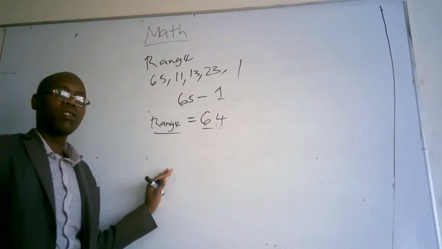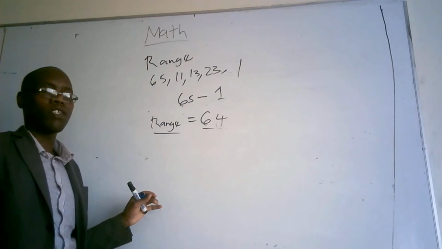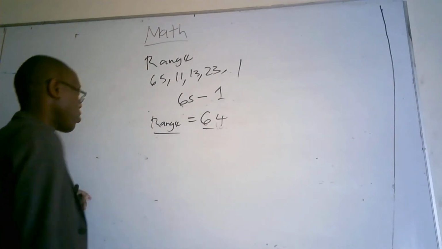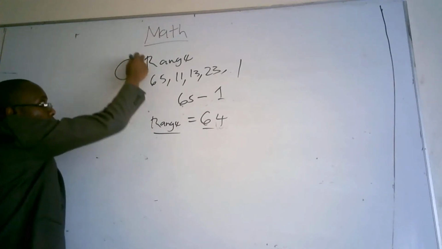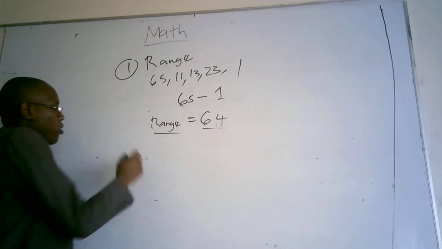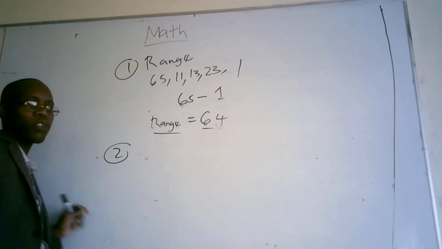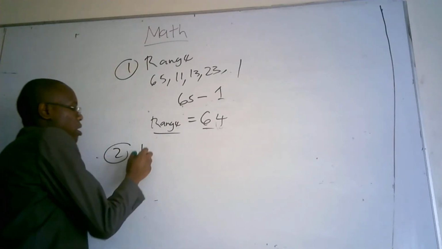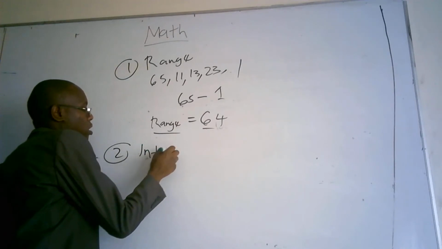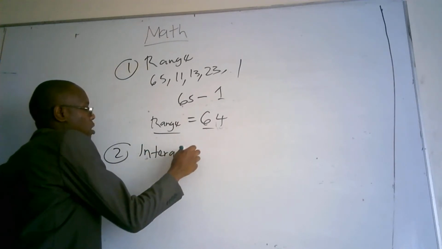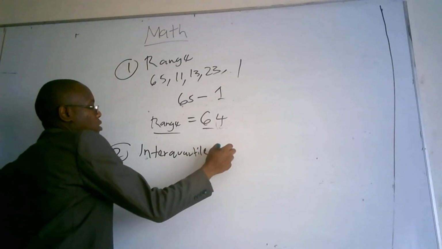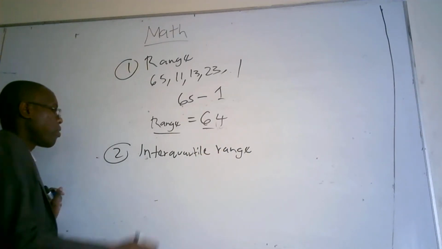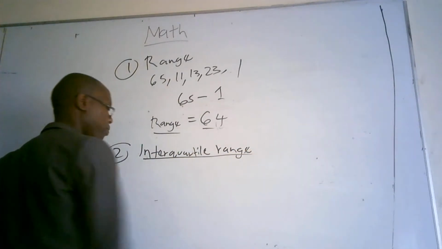So from the range, I want us to discuss the interquartile range, which is also a measure of dispersion. So range was the number 1 measure of dispersion. Number 2 measure of dispersion in the topic of measures of dispersion is the interquartile range. And how do you compute the interquartile range?